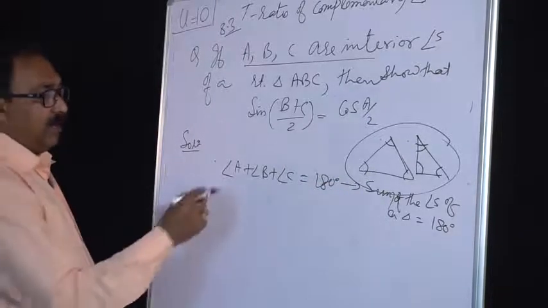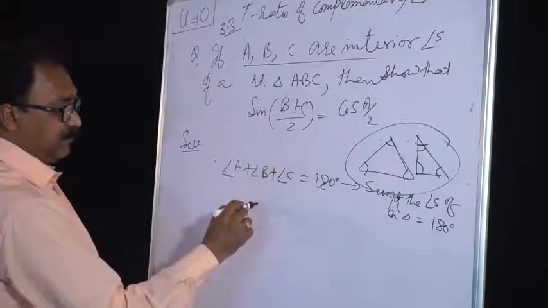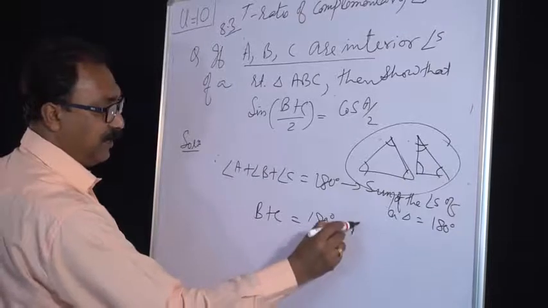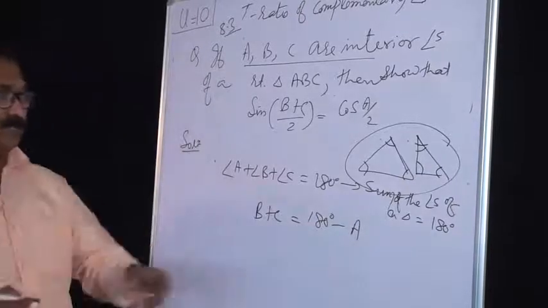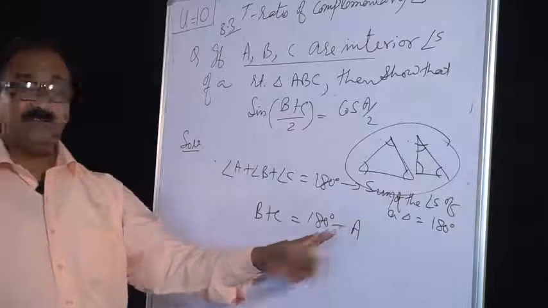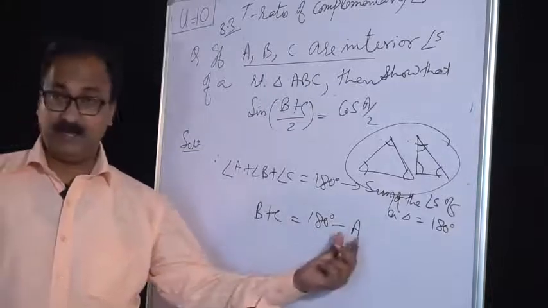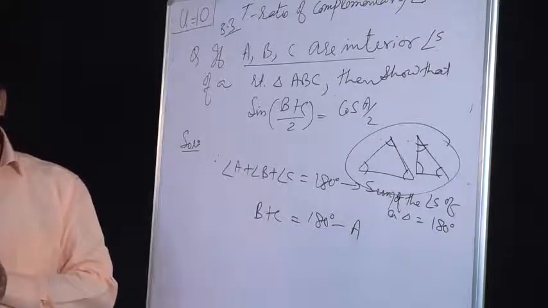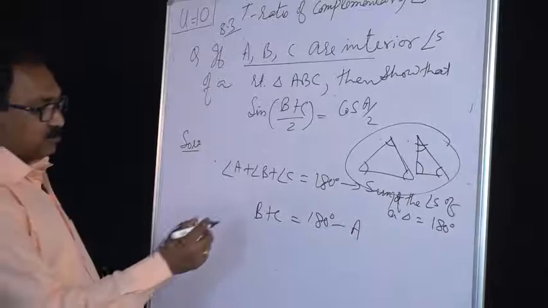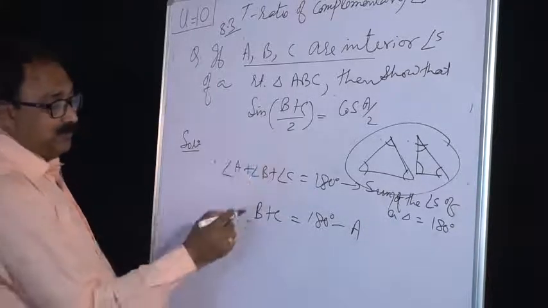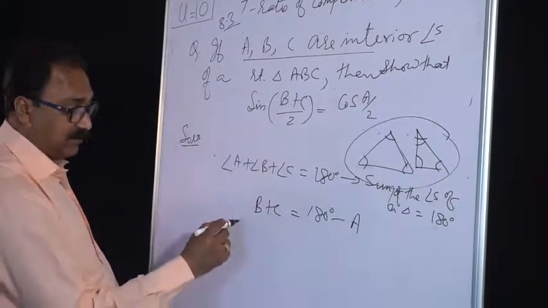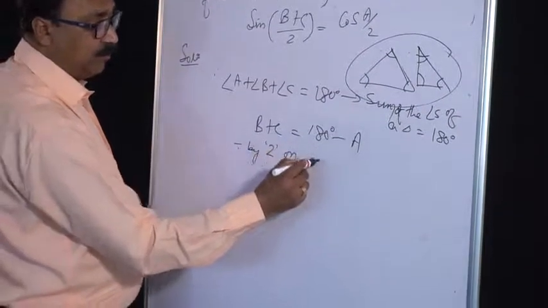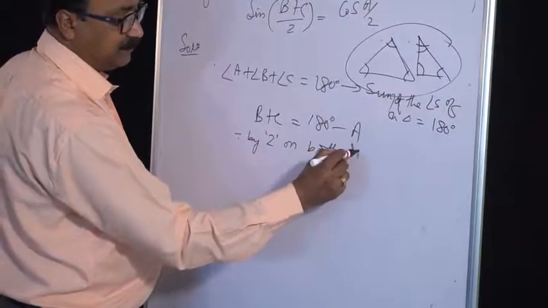Clear? Now we want B plus C, just keep this. B plus C equals 180 degrees minus A. In trigonometric functions, if you don't give the angle symbol, the meaning is the angle A. Angles are always written in capital letters, sides in small letters. Clear? Now we want by 2, so how do we do it? Dividing by 2 on both sides.